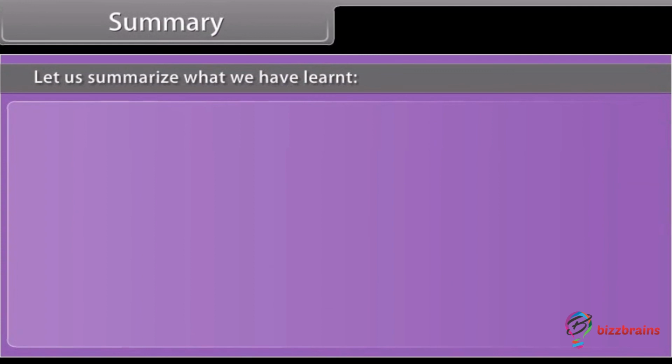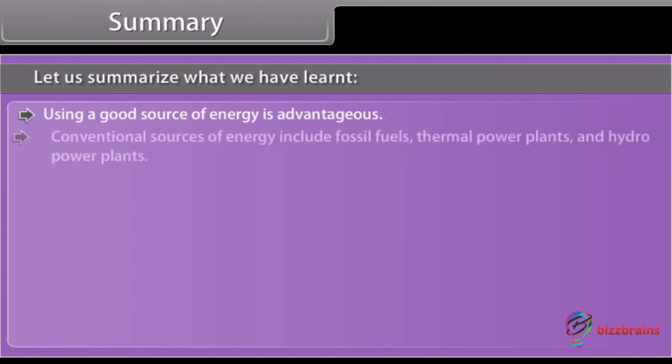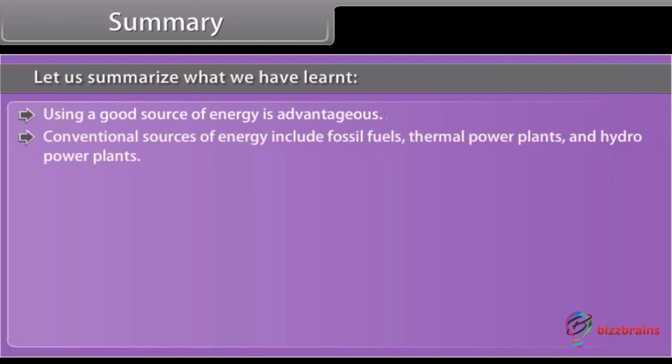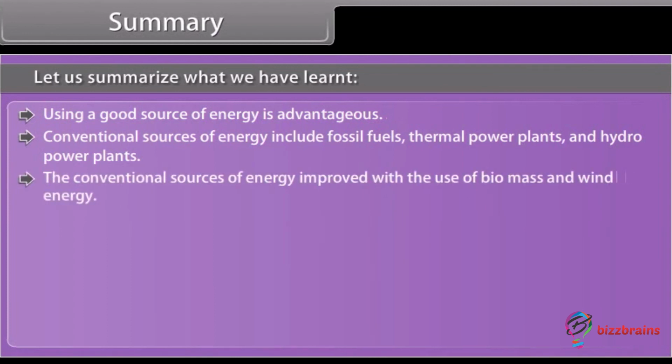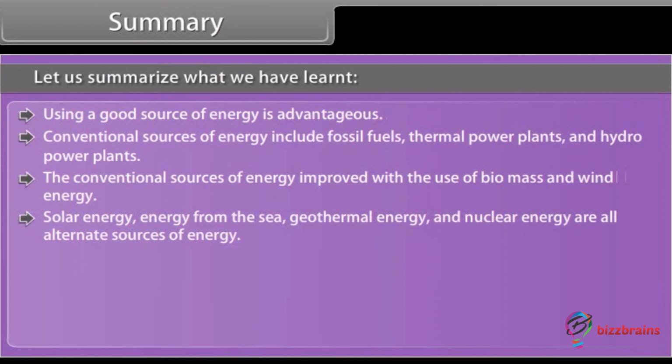Summary. Let us summarize what we have learnt. Using a good source of energy is advantageous. Conventional sources of energy include fossil fuels, thermal power plants, and hydropower plants. The conventional sources of energy are improved with the use of biomass and wind energy. Solar energy, energy from the sea, geothermal energy, and nuclear energy are all alternate sources of energy.